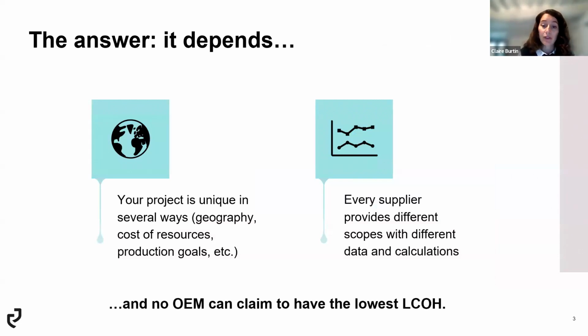Also, every supplier, not just for electrolyzers, but also suppliers of EPC and other types of equipment like compressors, storage, and so on, provides a different scope with different data and calculations. So you will have to make sure that you're comparing apples to apples when you input this data into your LCOH calculation. This introduction is just to state that there is no electrolyzer supplier or OEM that can claim to have the lowest levelized cost of hydrogen across all projects, all geographies, all project designs, because each LCOH is very unique to your project.